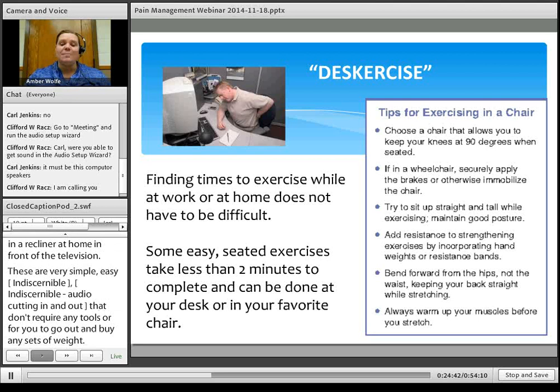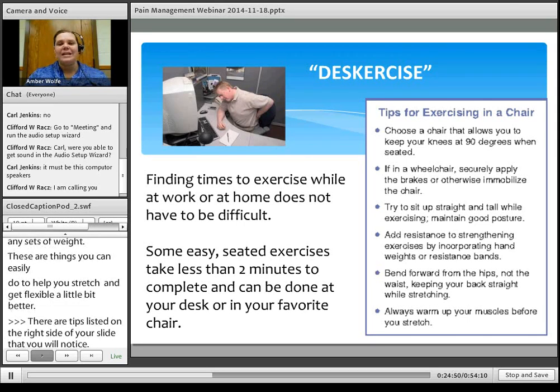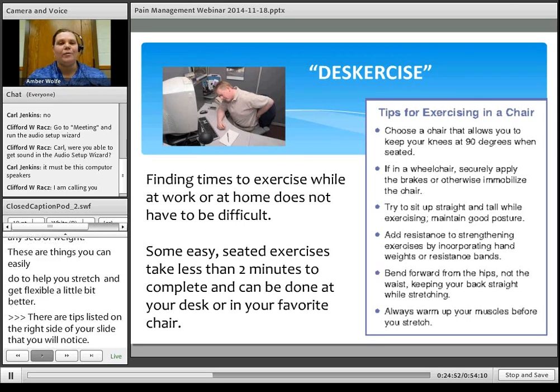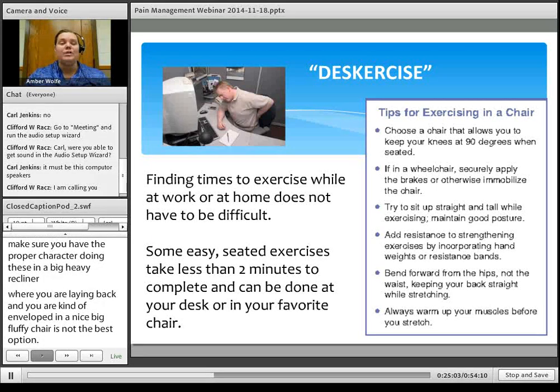There are some tips listed on the right side of your slide here that you'll notice. If you are going to try to accomplish some of these, make sure you have the proper chair. Doing these in a big heavy recliner where you're laying back and you're kind of enveloped in the nice big fluffy chair is not the best option. Find a nice ergonomic desk chair or even a straight backed wooden chair that's going to give you the support that you need to do these type of exercises. It is going to help tremendously.